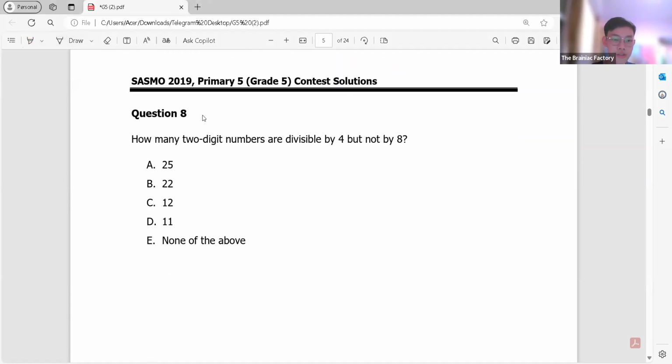Okay, so this one, I'm gonna give you 1 minute. We're asked to find the numbers of the 2 digits that are divisible by 4 but not 8. So any kind of number that is divisible by 4 but not 8, which has 2 digits. Yeah, start.